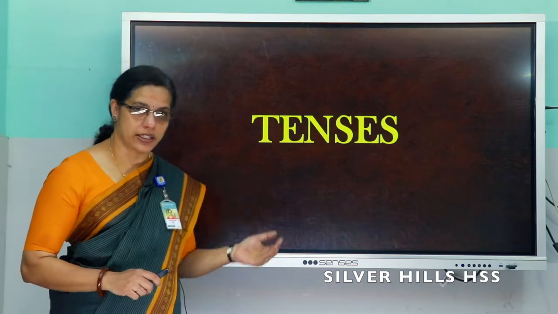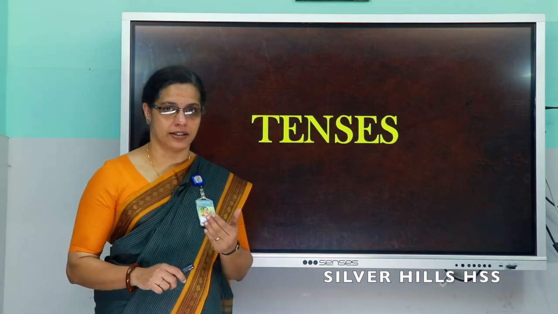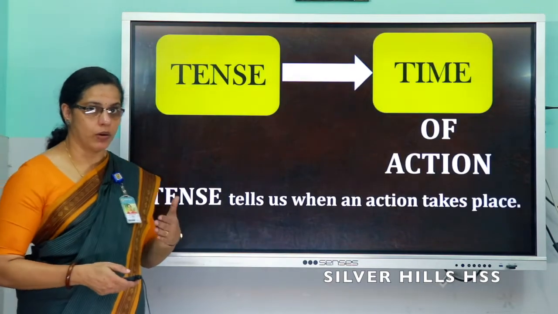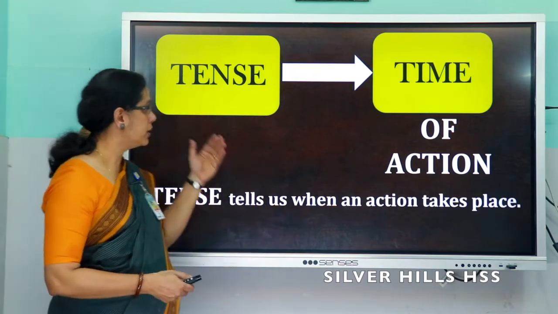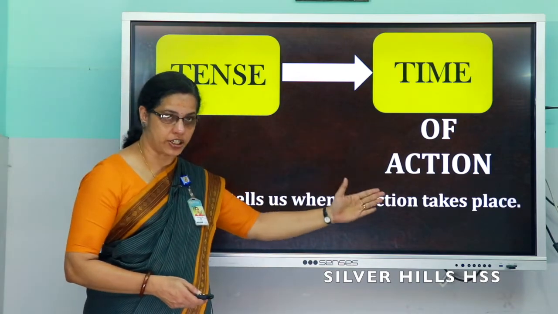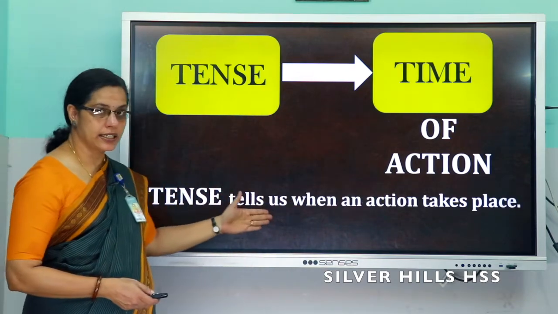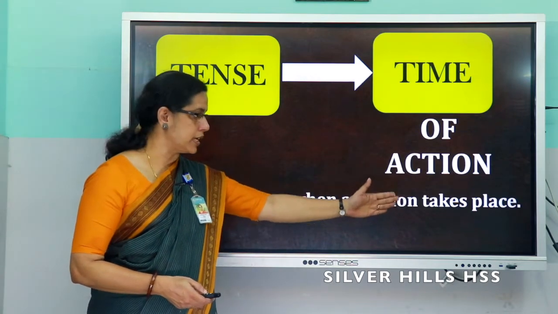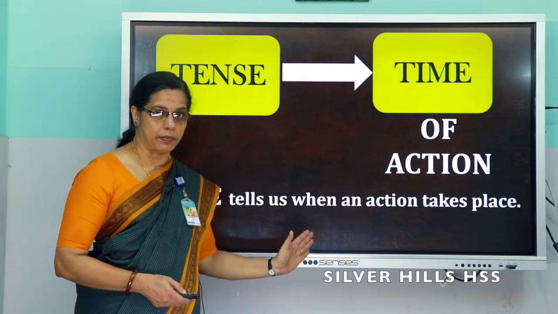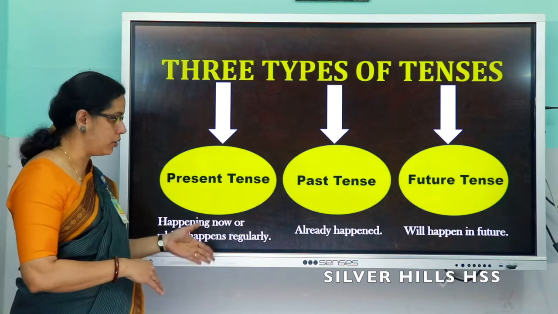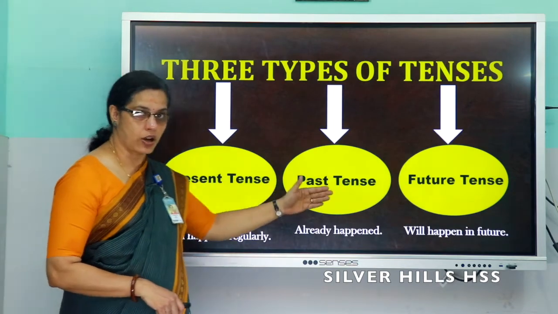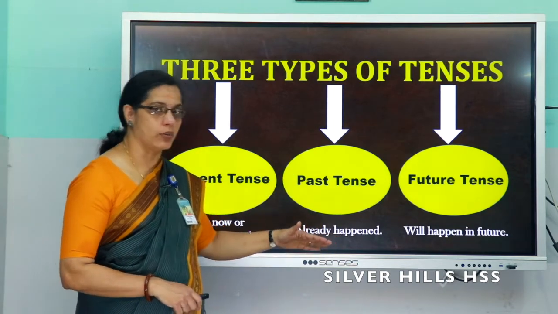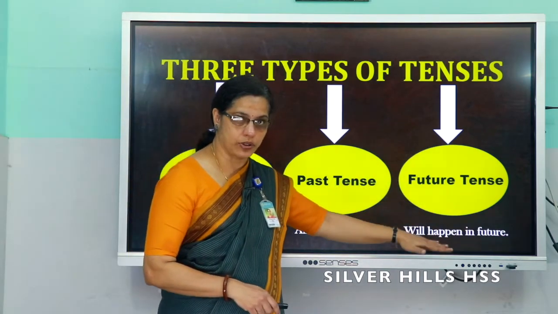Now, we'll just continue our sessions on tenses. I hope you all remember what we studied earlier. That is, tense means time of action. Tense tells us when an action has taken place. That is time. Whether it is happening now, that is present tense. Whether it has already happened, that is past tense. And whether it will happen, that is future tense.